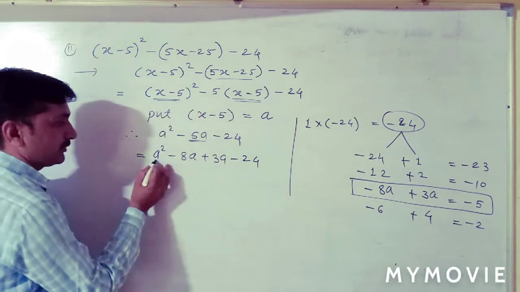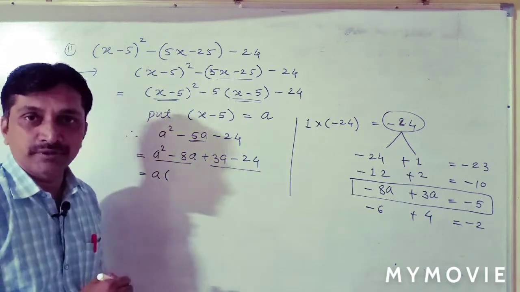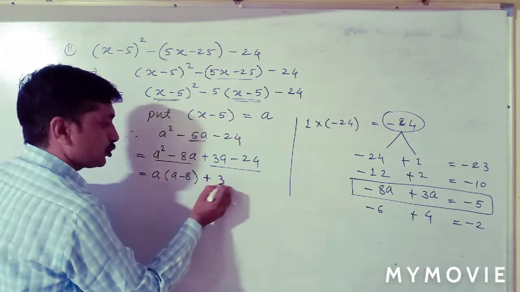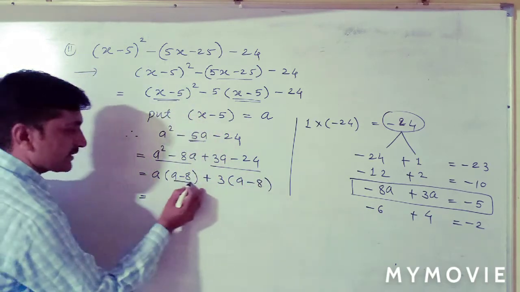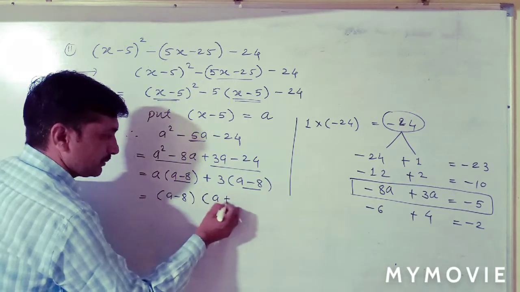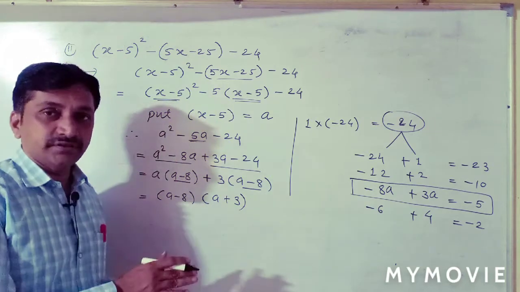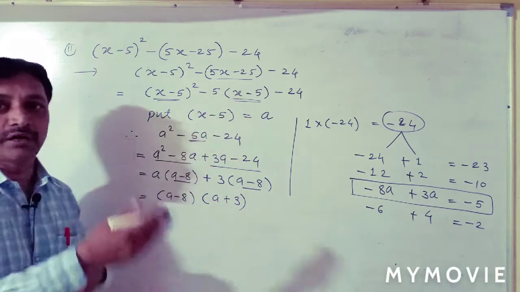Now grouping. After grouping, a is common: a common, a minus 8, plus 3 common, a minus 8. What is the common bracket? a minus 8. What is uncommon? a plus 3. But this is not our answer. We want the answer or factors in terms of x. That's why we resubstitute now.